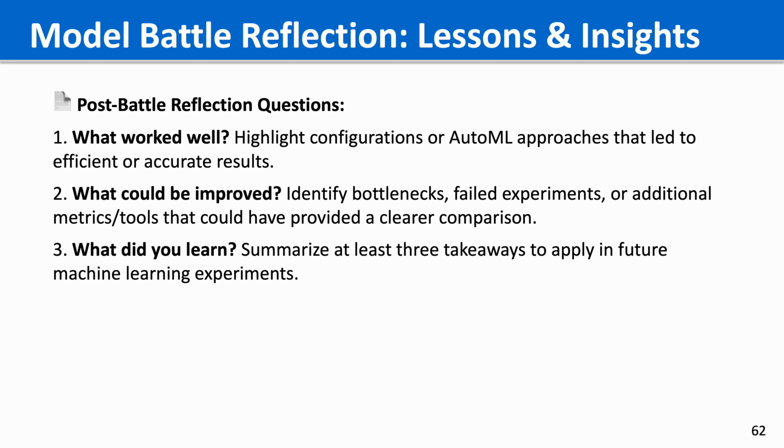This is an opportunity to critically evaluate your workflow. Start by asking yourself, was AutoML's speed worth the potential trade-off in transparency? Or did manual tuning's flexibility provide a noticeable edge? Reflect deeply on what worked and what didn't. Did you find a creative solution to overcome data issues or optimize a model faster?